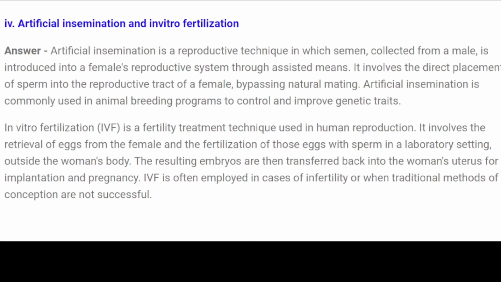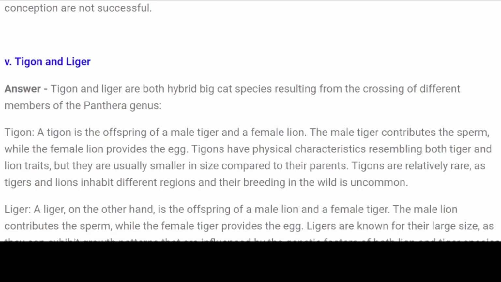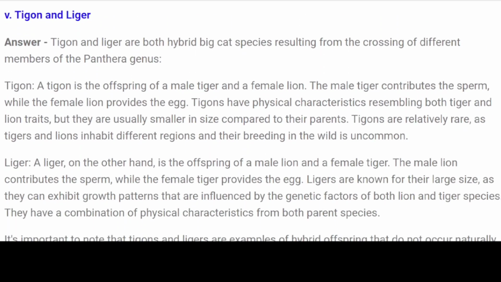5. Tigon and Liger. Answer: Tigon and Liger are both hybrid big cat species resulting from the crossing of different members of the Panthera genus. Tigon: a tigon is the offspring of a male tiger and a female lion. The male tiger contributes the sperm, while the female lion provides the egg.